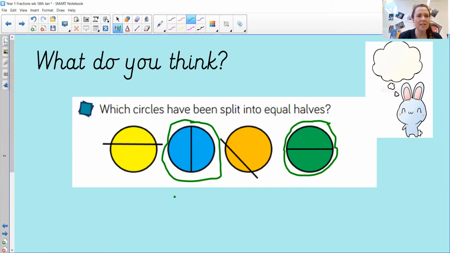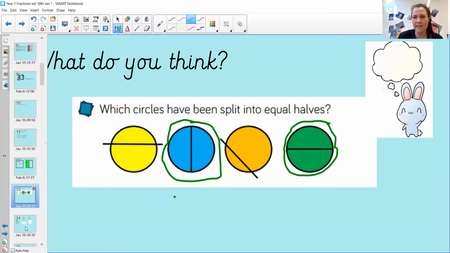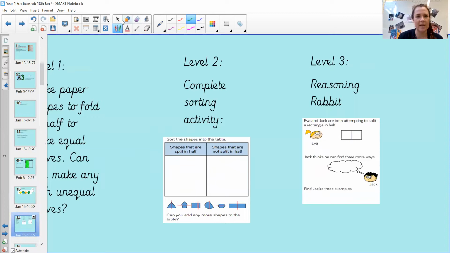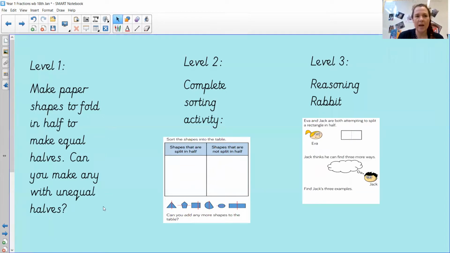Okay, so we're going to go on to what you're going to be doing today. So your challenges today. If you want to stick at level 1, you're going to be doing this activity. You're going to be making paper shapes. You can find things around the home, maybe use some of the things you found yesterday. You can draw around them to make the shape, and then fold them in half, open them up, and colour in half of those shapes.